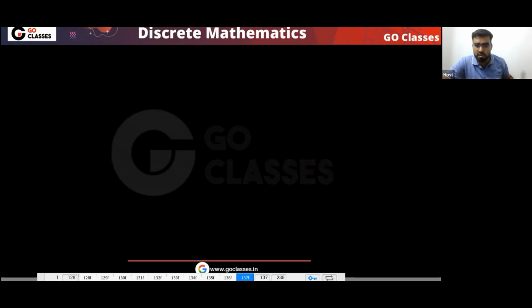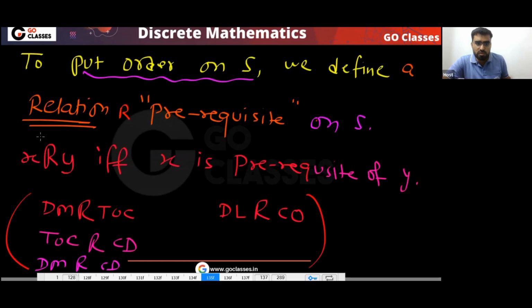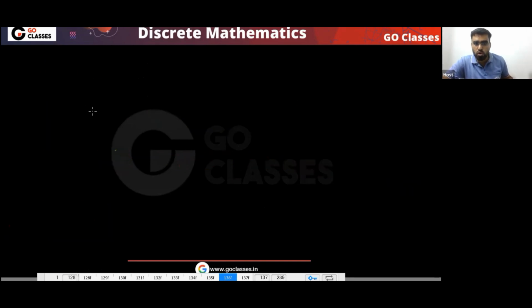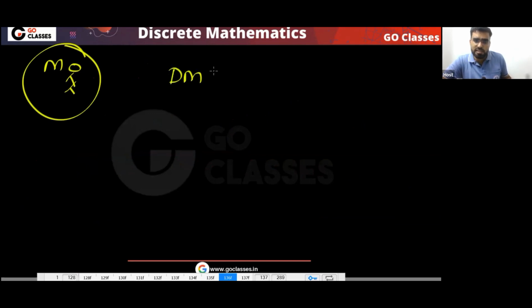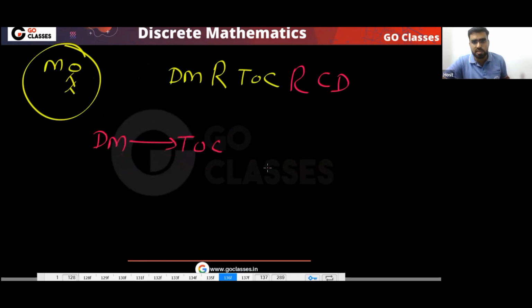Now you can notice we got an order. Because of this prerequisite relation, we have got an order. So now to this student M, we can give this order. We can say that discrete mathematics is related to TOC, meaning discrete mathematics must be done before TOC. And TOC is related to compiler design. So before TOC, you should definitely do discrete mathematics. Before compiler design, you should definitely do discrete mathematics, correct? Also, digital logic you must do before computer organization. So basically this is what we got.